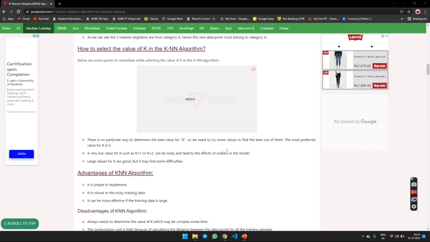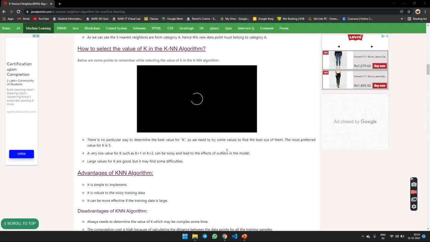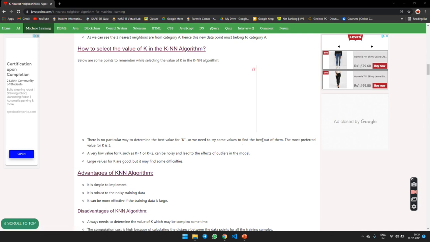How to select the value of K in the K nearest neighbor algorithm? There is no particular way to determine the best value for K, so we need to try some values to find the best among them. The most preferred value for K is 5. A very low value for K, such as K equal to 1 or 2, can be noisy and lead to the effects of outliers in the model. Large values of K are good, but it may find difficulties.